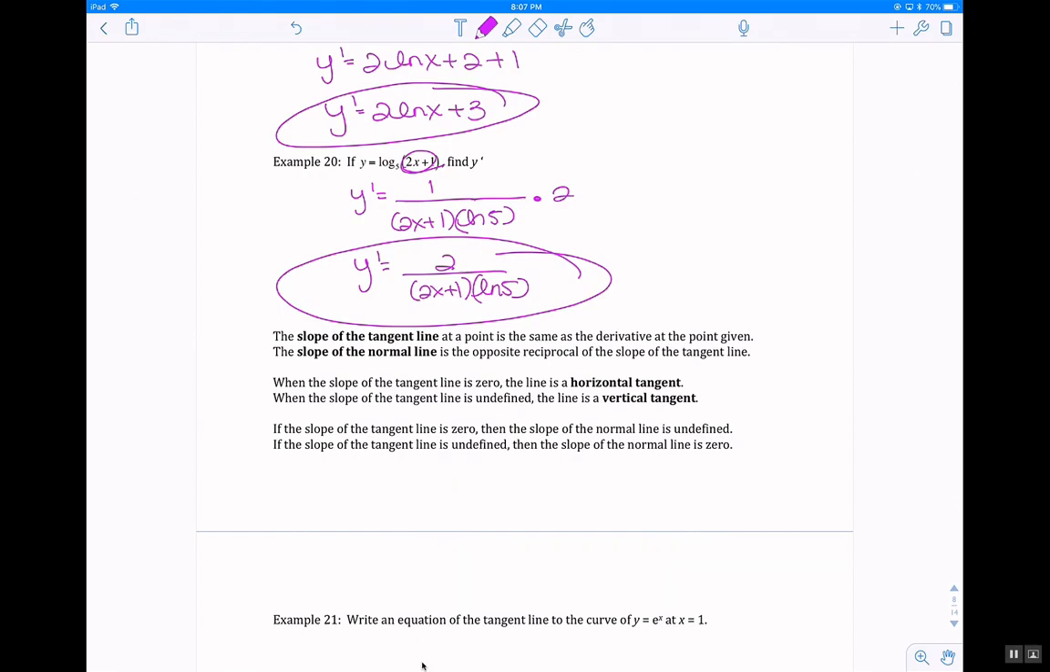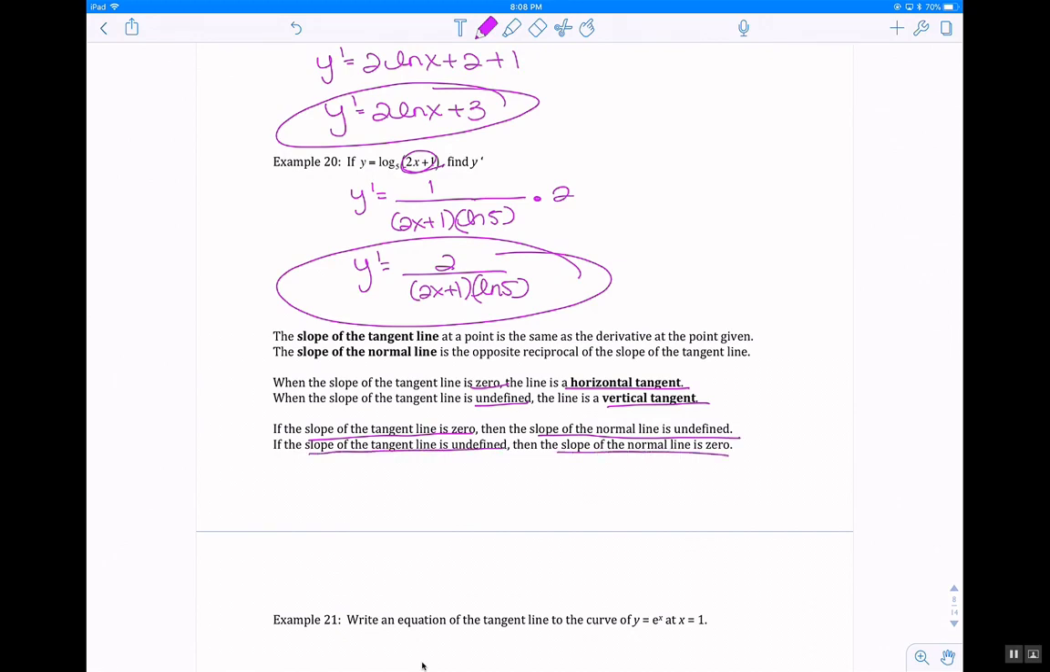Okay, so your slope of your tangent line being equal to 0 means that there's a horizontal tangent, and if it was undefined, you would get a vertical tangent. If the slope of the tangent line is 0, then the slope of the normal line is undefined. And if the slope of the tangent line is undefined, then the slope of the normal line is 0.